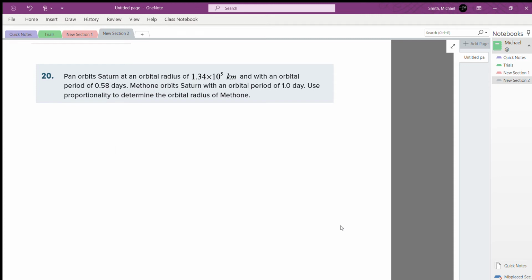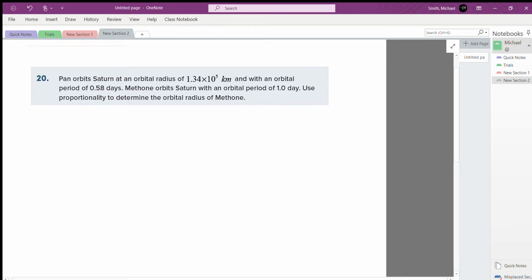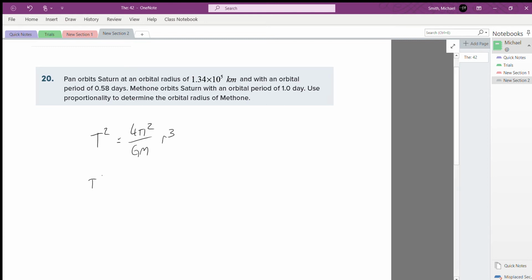The way we're going to do this is using Kepler's third law. So, T squared equals 4 pi squared on GM r cubed. Now, to use proportionality, and this is one way that I think is the easiest to do it, if we have the period and a radius, 4 pi squared on GM is a constant. That'll be constant for every application of Kepler's third law. So we can write this as T squared on r cubed equals a constant.